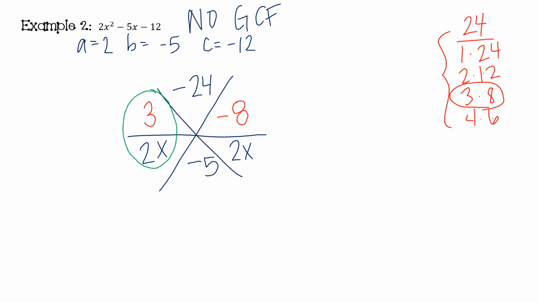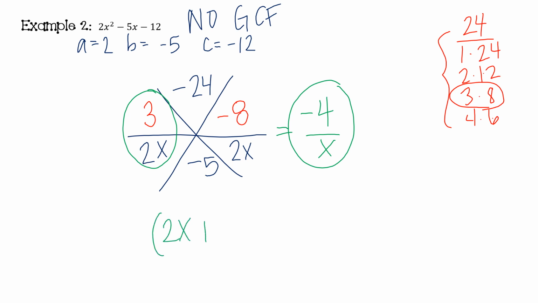3 over 2x does not simplify. 8 over 2 would be 4 over 1. So negative 4 over x. And now from here, I can write my factors. So I would write 2x, and it's a positive 3.